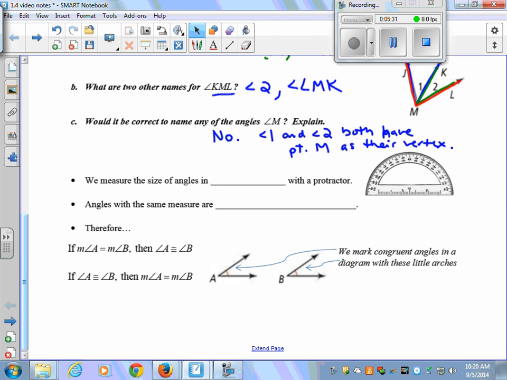Okay, continuing here, when we talk about measuring angles, we measure the size of angles in degrees with a protractor. So when you use a protractor, you're going to be able to find the measure of the angle, and I'm going to teach you that a little bit later. Angles with the same measure, so angles that have the same degree measure, the same size, are considered to be congruent.